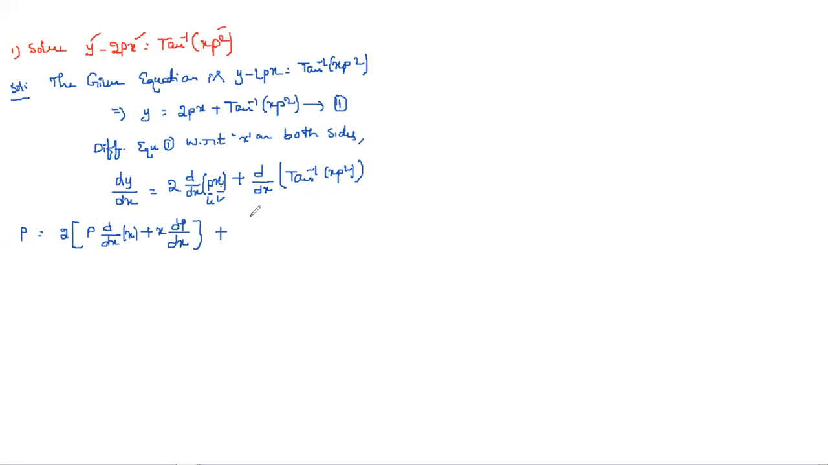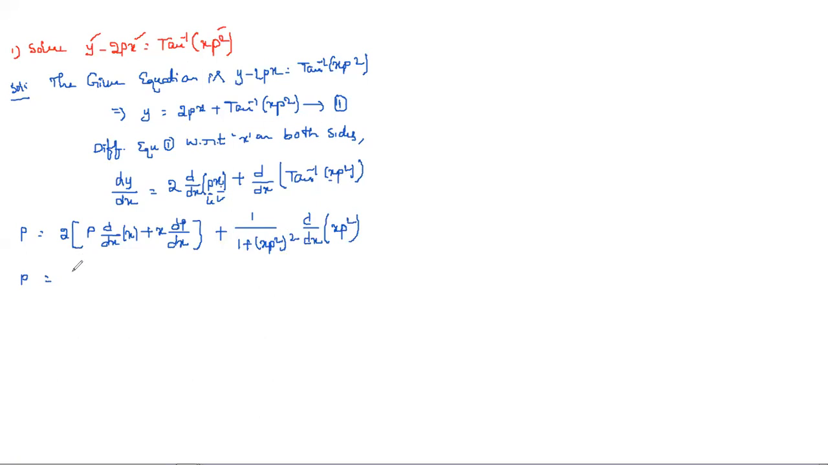So first we need to apply the derivative for tan inverse, which is nothing but 1 by 1 plus x square. Here x is nothing but (xp square) whole square, into the derivative d by dx of xp square. So first we apply the derivative for tan inverse and then for the xp square. Now we need to simplify this one.